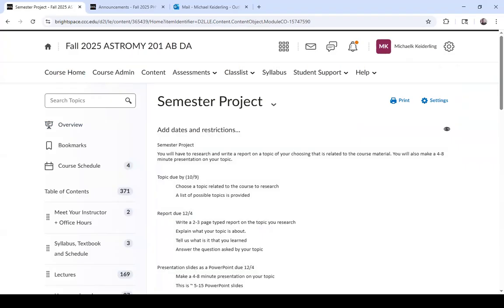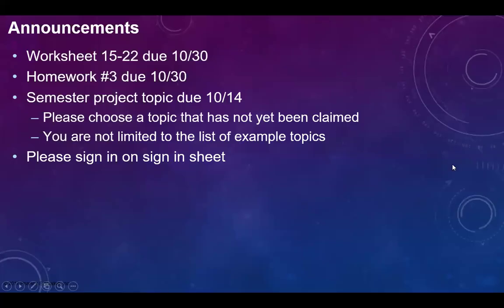But that's the semester project topic. Please submit your topic by the 14th. Please choose a topic that hasn't been claimed, and you're not limited to the list of example topics, but they're there to help you make a choice. You don't have to start from nothing. And most people use the example topics. Nothing wrong with them. Just make sure you haven't picked one that's already been chosen. And sign in on the sign-in sheet if you haven't already.